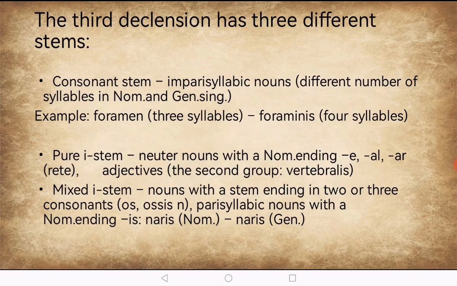And the third type of the stem is mixed stem, nouns with a stem ending in 2 or 3 consonants, like ns or rs. Genitive stem has ns, rs in it. Those are parisyllabic nouns with a nominative ending IS. Naris, naris, also here. Auris, auris, the ear, for example.